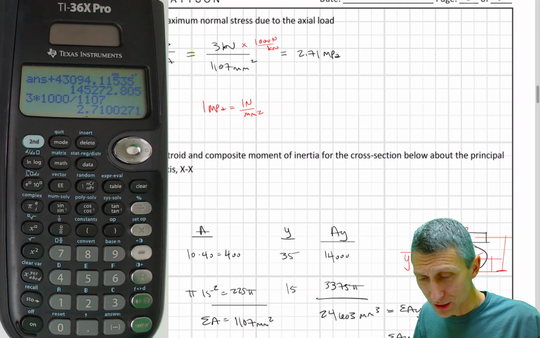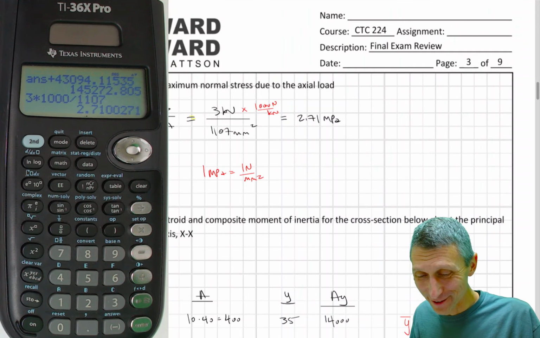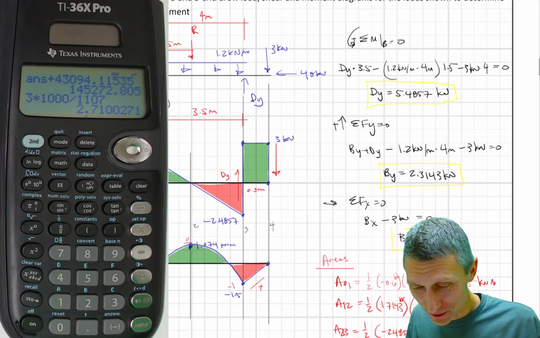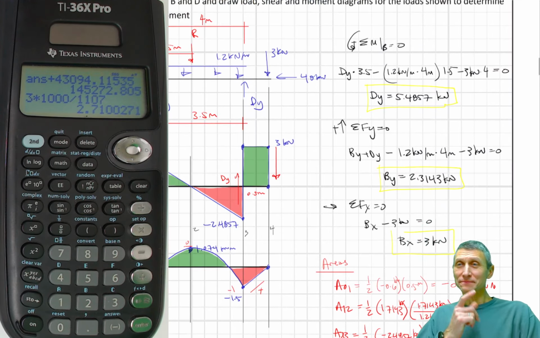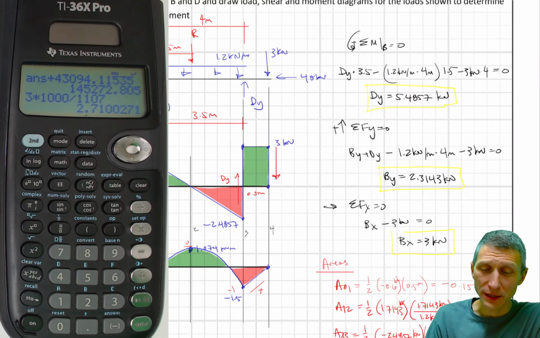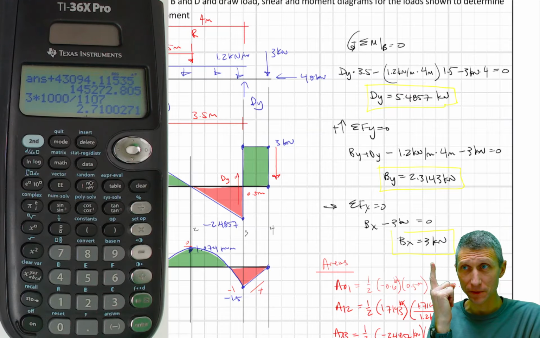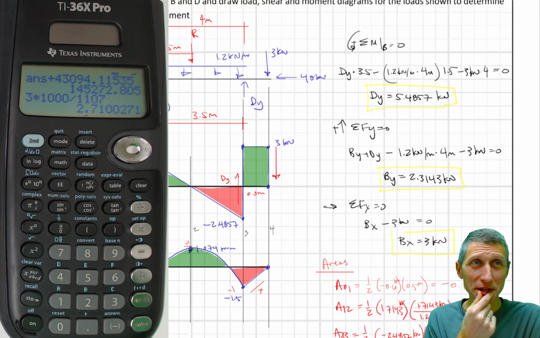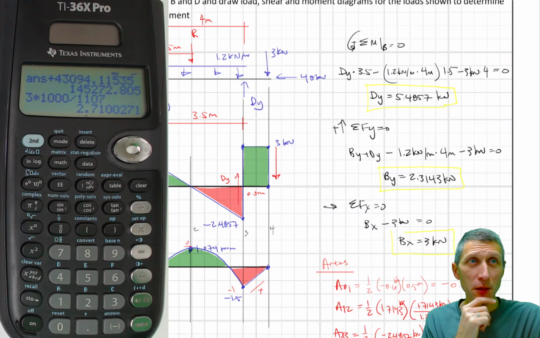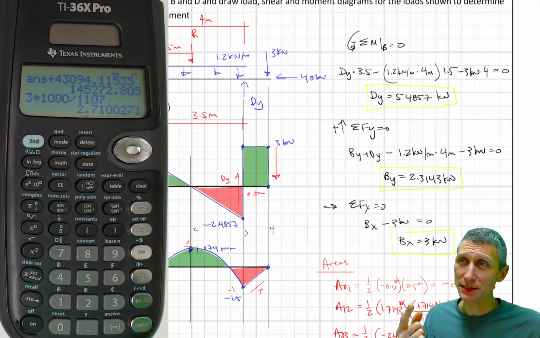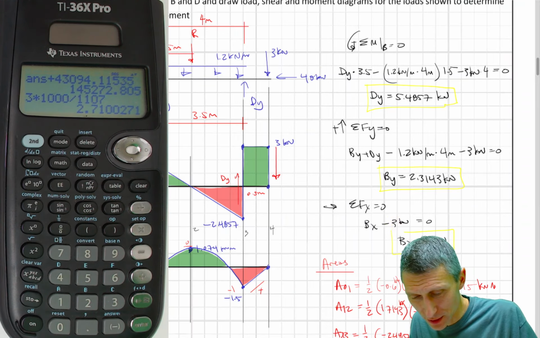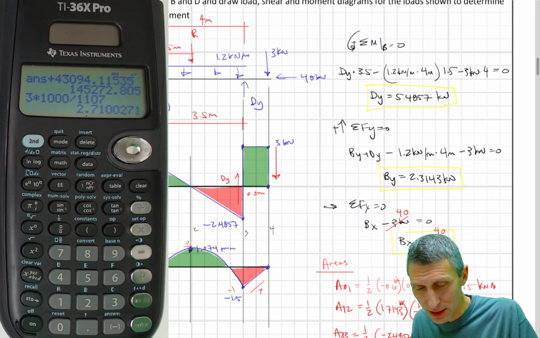Actually, I was wrong, wasn't I? Nobody found me out. Oh, shoot. If you were wondering why I put 3 kilonewtons here, I am too. It's not 3 kilonewtons. You probably saw it earlier, because BX is not 3 kilonewtons. It's 40 kilonewtons. This should have been 40, and this should have been 40.